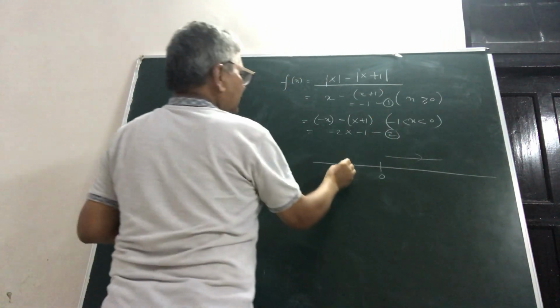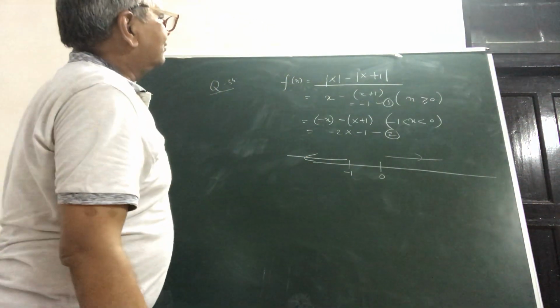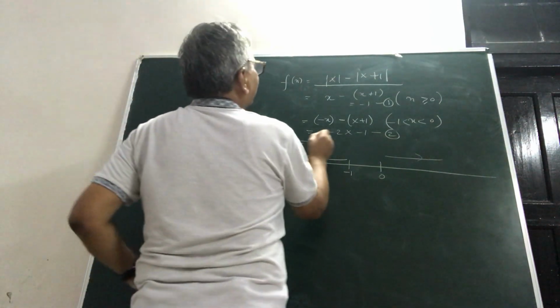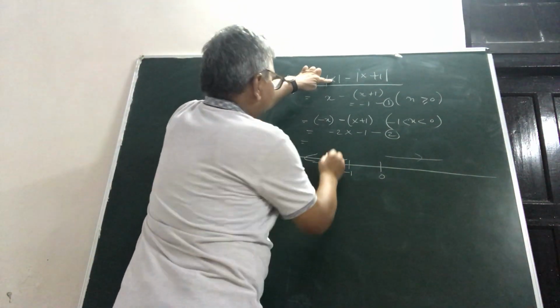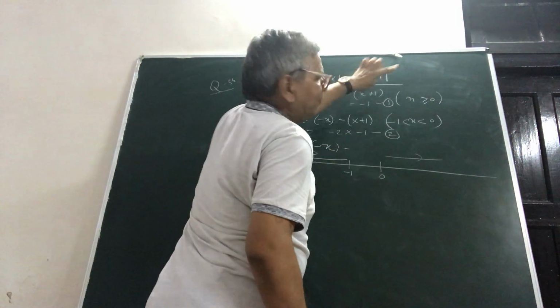And similarly, if x is less than -1, then let us see how we can write it. When it is less than -1, then |x| can be replaced by what? Minus x. And this x + 1 will be what?